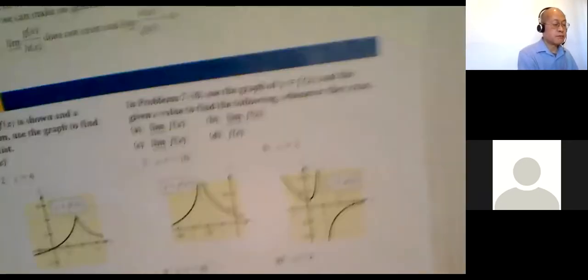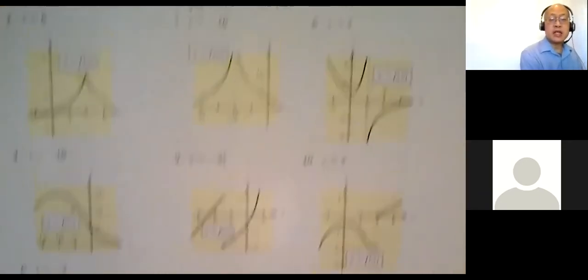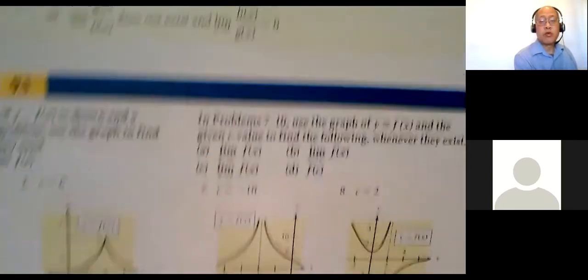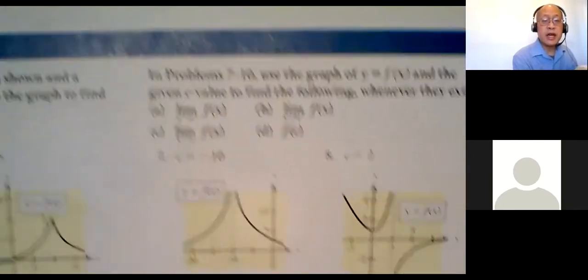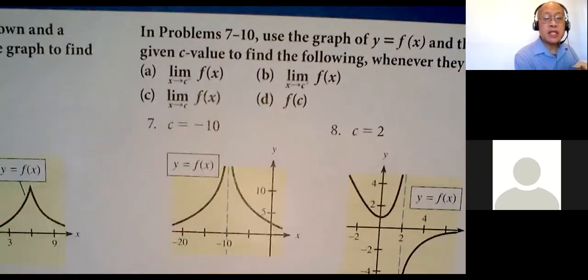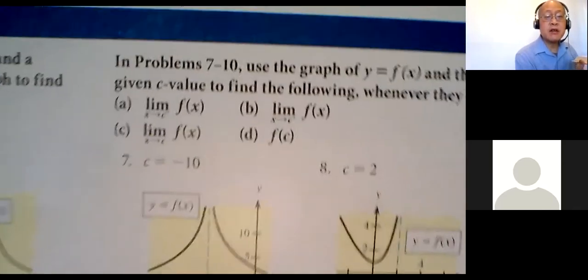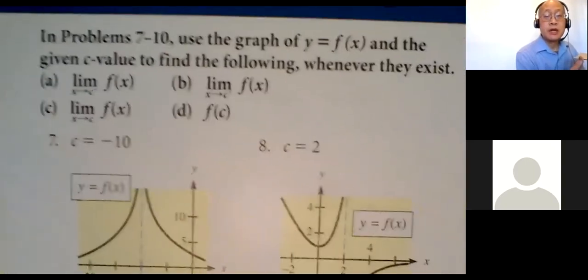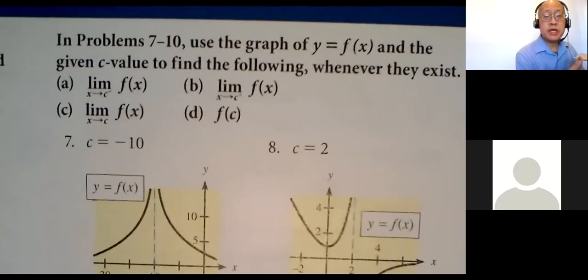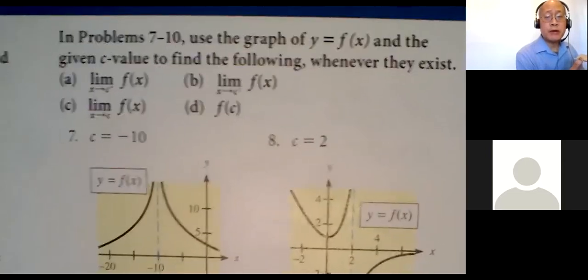Okay, 7, 8, 9, and 10. There are now one-sided limits going on here, possibly. So look at A. Limit as x approaches C, and there's a little minus sign there. That means you're only coming from the left side. B, limit as x approaches c, and there's a plus sign, means you're only coming from the right side.